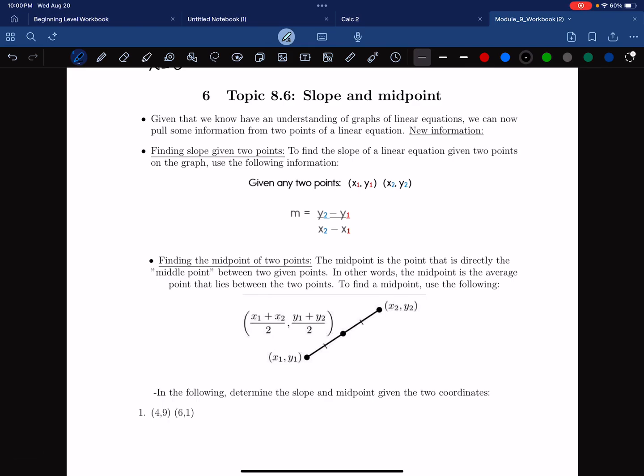Looking at our last topic of this unit, we are going to talk about slope, specifically a slope formula and midpoint. Given that we now have an understanding of graphs of linear equations, we can now pull some information if we're given 2 points of a linear equation. So if we want to find the slope given 2 points, we can use this following information.